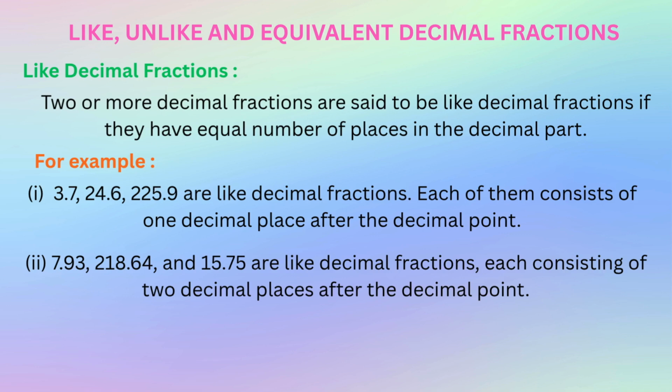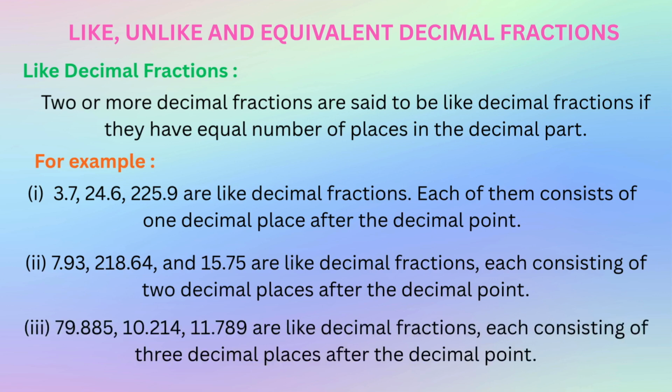27.93, 218.64, and 15.75 are like decimal fractions, each consisting of two decimal places after the decimal point. 379.885, 10.214, 11.789 are like decimal fractions, each consisting of 3 decimal places after the decimal point.